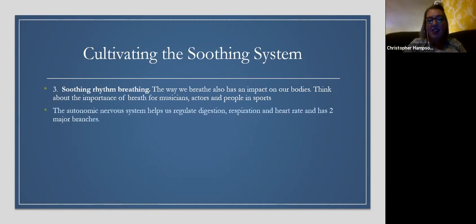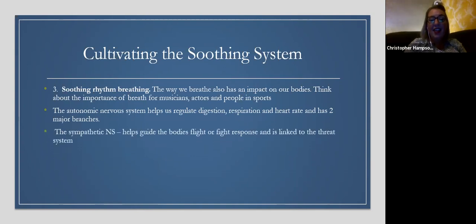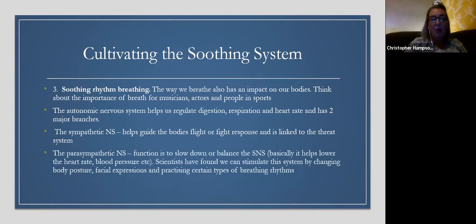The autonomic nervous system helps us to regulate digestion, respiration, and heart rate, and has two major branches. The sympathetic nervous system helps guide the body's fight or flight response and is linked to the threat system. The parasympathetic nervous system's function is to slow down or balance the SNS. Scientists have found we can stimulate this system by changing body posture, facial expression, and practicing certain types of breathing.